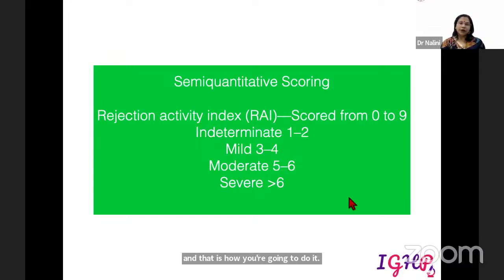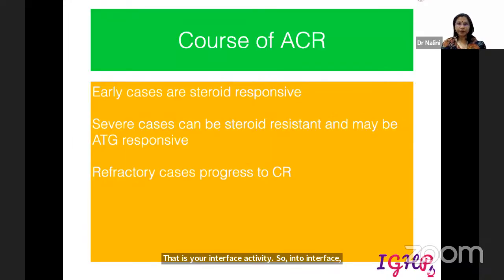And in the recent BANFF classification 22, though it has not been published yet, they have proposed one more index that should be given along with the triad that I have already mentioned. And that is especially true for the later cases of ACR, that is your interface activity. So the interface hepatitic activity index should also be given in addition to these, but that is not yet validated as such. So that was about the morphological features of ACR, how you're going to diagnose an ACR, and how you're going to give the grading system of the ACR.